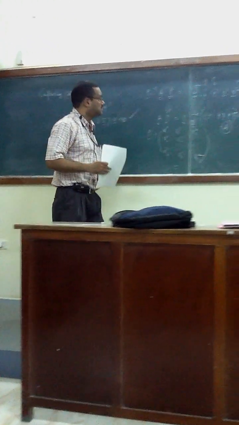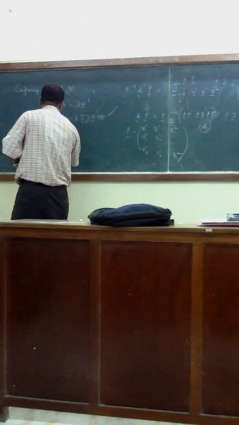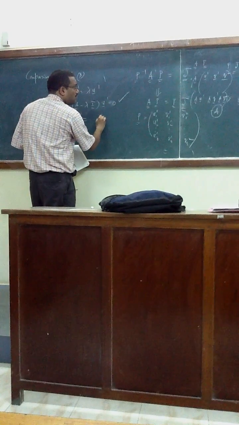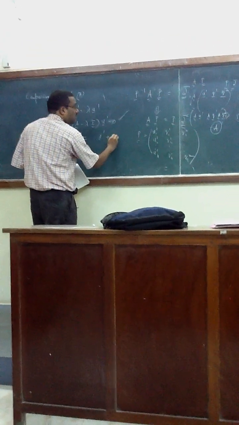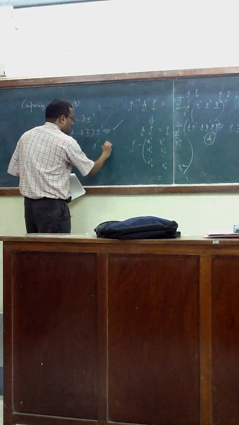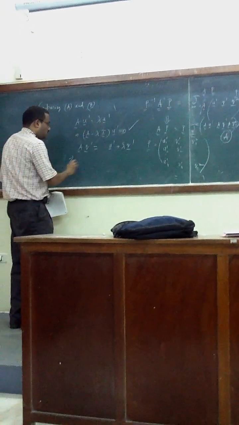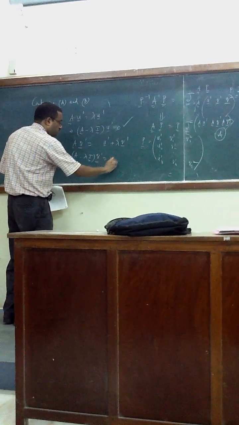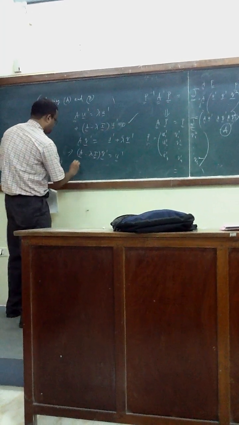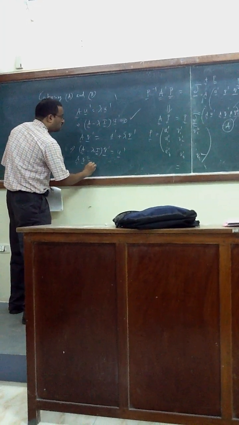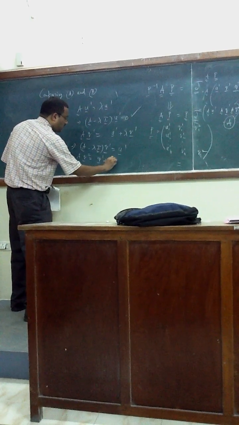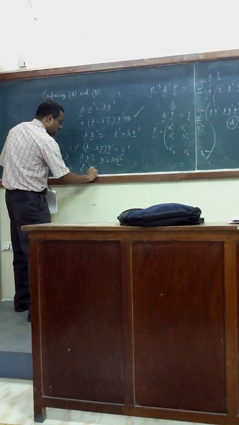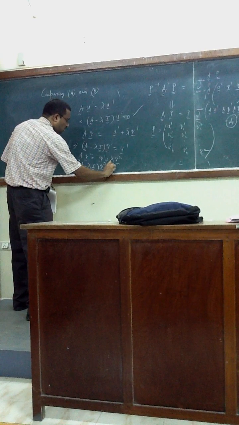The second relationship is AQ1 equals lambda Q1. What do we get? A minus lambda I, Q1 equals 0. The third relationship is AQ2 equals Q1 plus lambda Q2. Am I correct? So we have A minus lambda I, Q2 equals Q1.